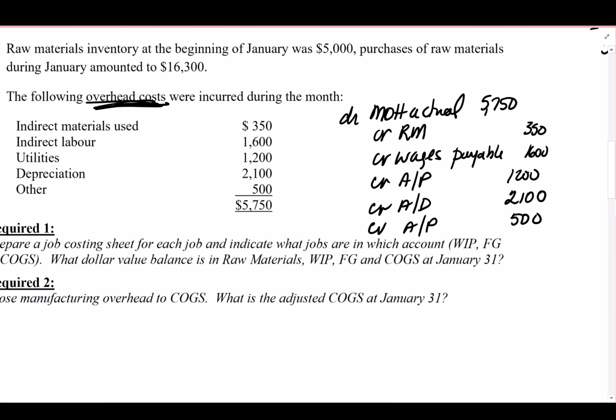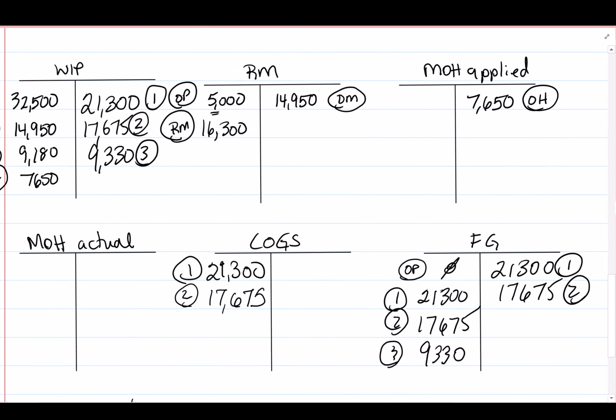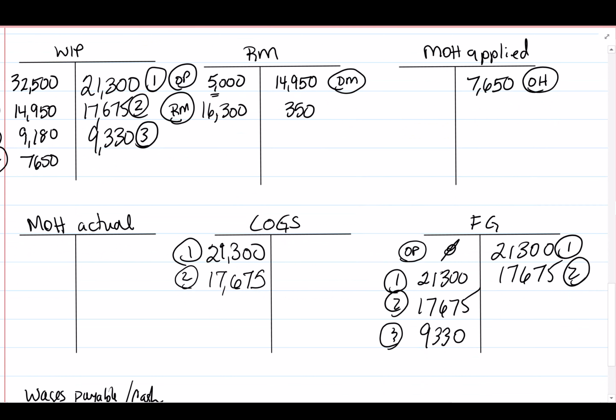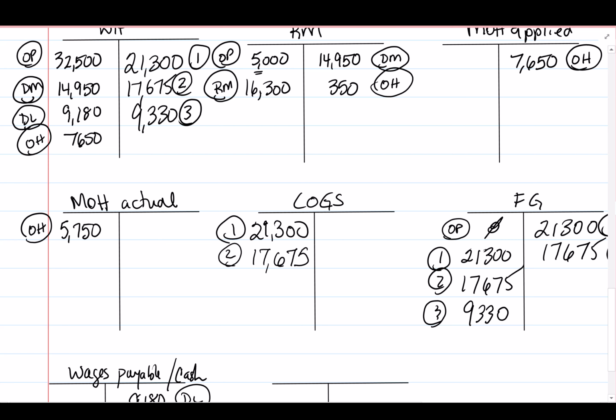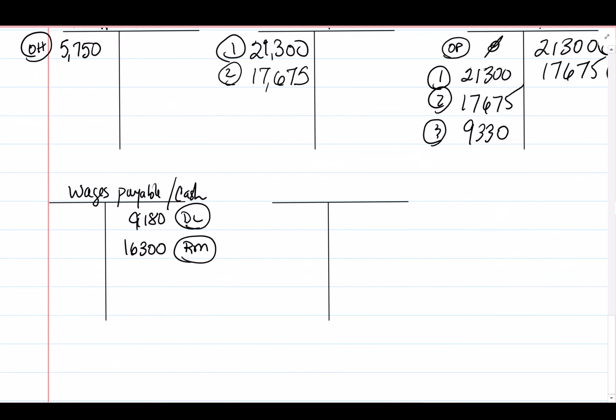But do keep in mind that raw materials has been affected by $350 here. Which means when you're asked what's the balance in raw materials, you need to take that $350 into account, that it's coming out of raw materials and going to MOH. So $350 came out, and I'm just going to call this overhead into MOH actual. Because again, I run two accounts, $5,750 overhead, wages payable or AP or whatever.